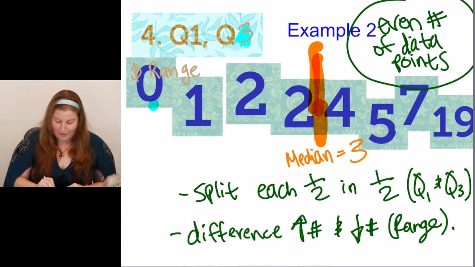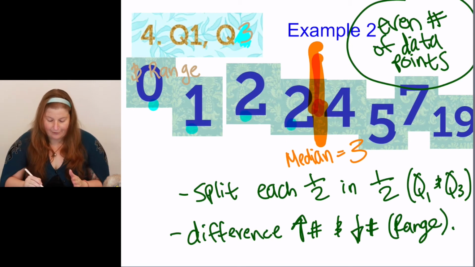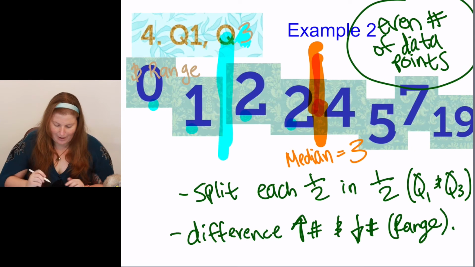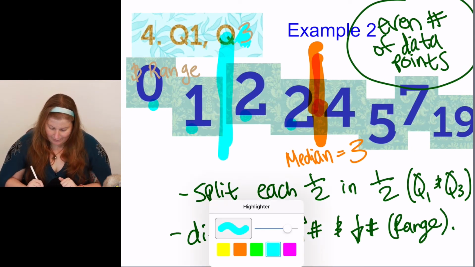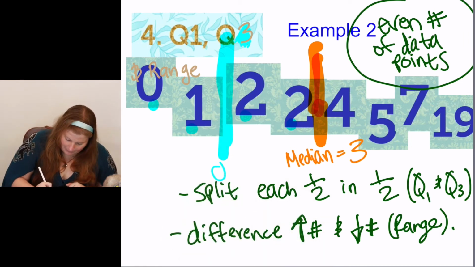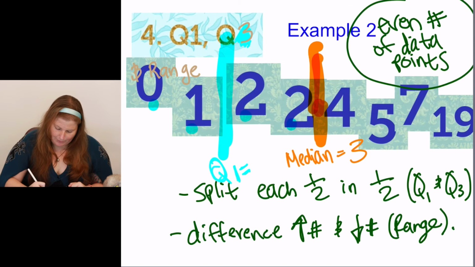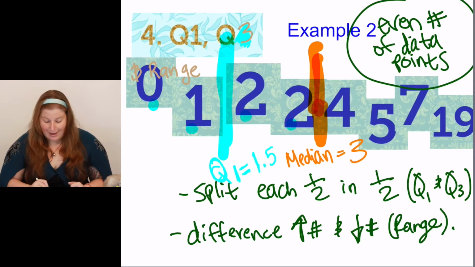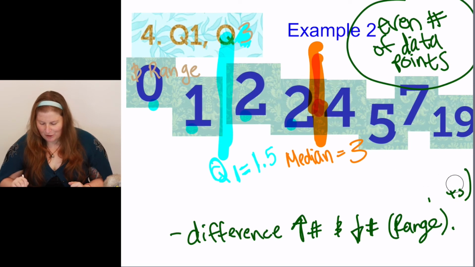So we have 1, 2, 3, 4 numbers in this first half. If we split that in half, we have 2 numbers on the left and 2 numbers on the right. So this is the value of where the first quarter ends. And since it ends between 1 and 2, we average those numbers and we get 1.5. If you said 1 or 2, you were really close, and I didn't give you specific directions of what to do, so you did a great job.